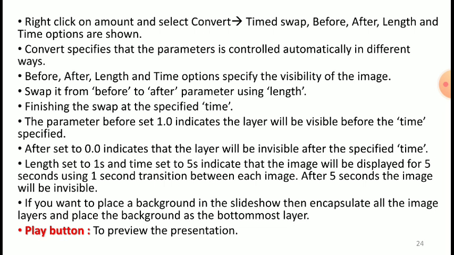The parameter before set to 1.0 indicates the layer will be visible before the time specified. After set to 0.0 indicates that the layer will be invisible after the specified time, and length set to 1s and time set to 5s indicates that the image will be displayed for 5 seconds using 1 second transitions between each image. After 5 seconds the image will be invisible.